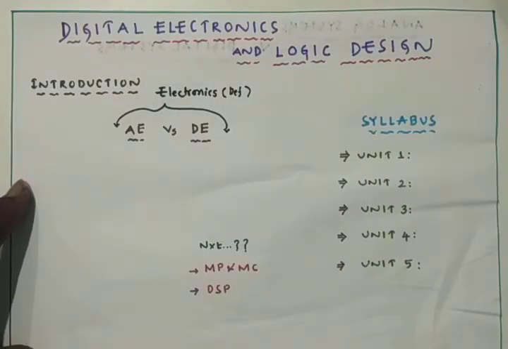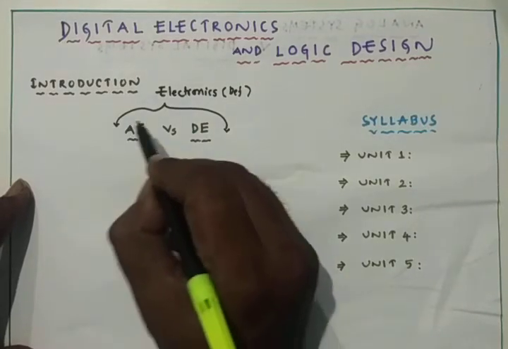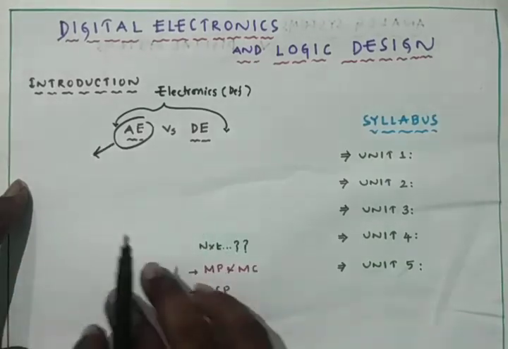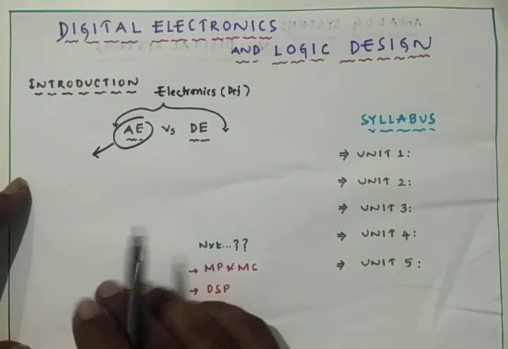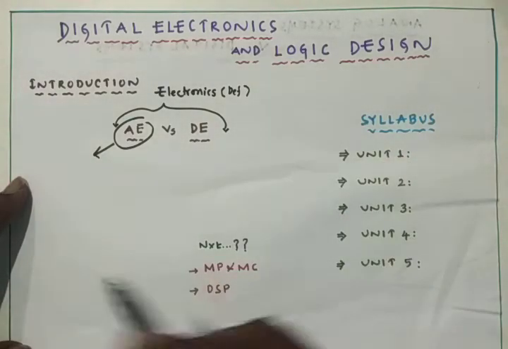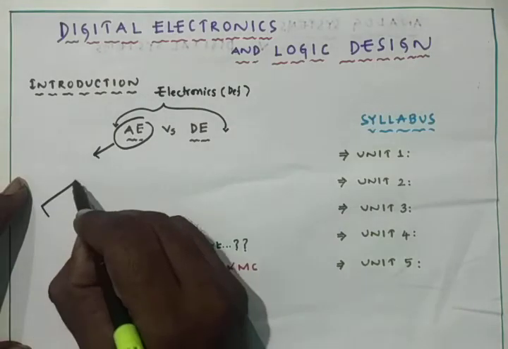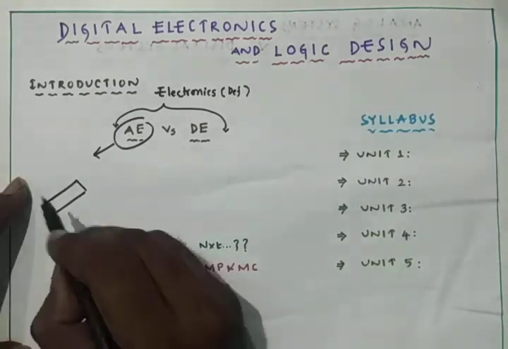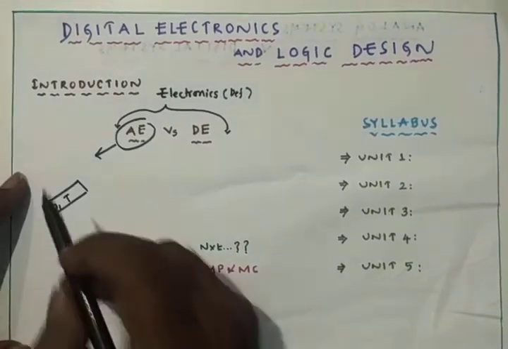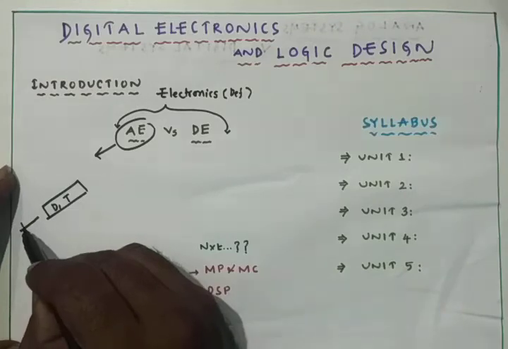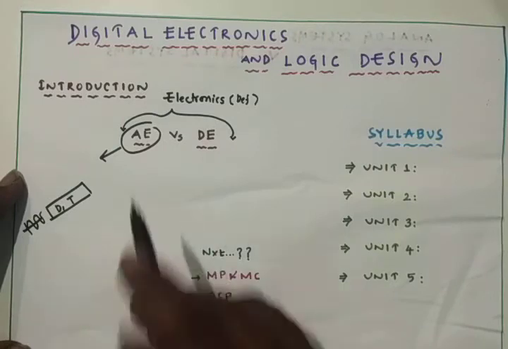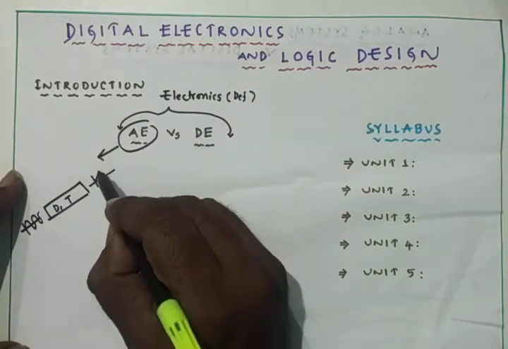One is analog electronics, another one is digital electronics. So we have discussed analog electronics in the first sem only. In analog electronics, we have studied diodes and transistors. To the diodes and transistors, we have given the input signal as analog, and the output is also analog.